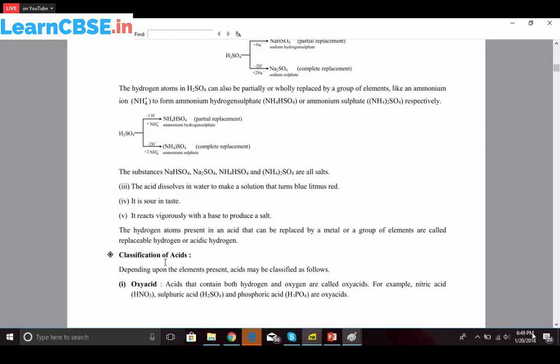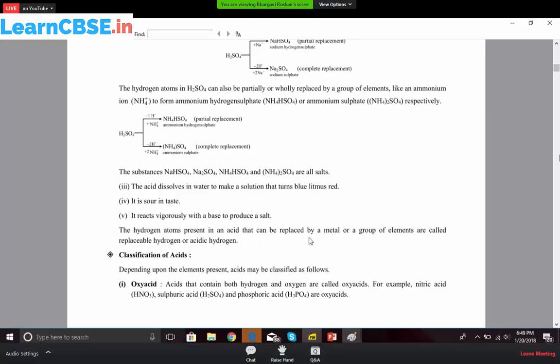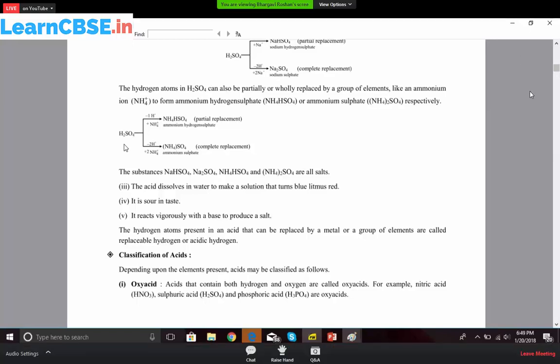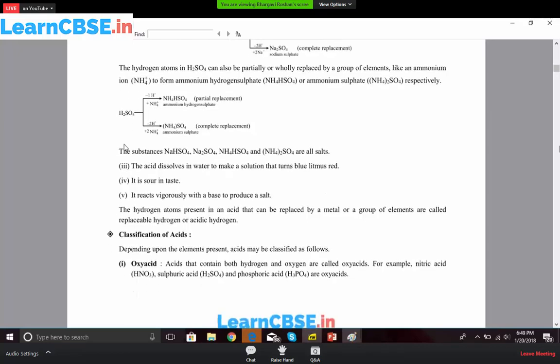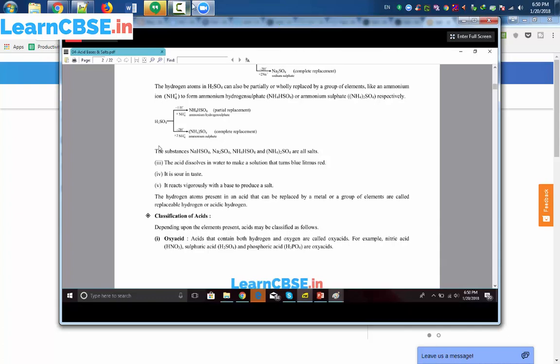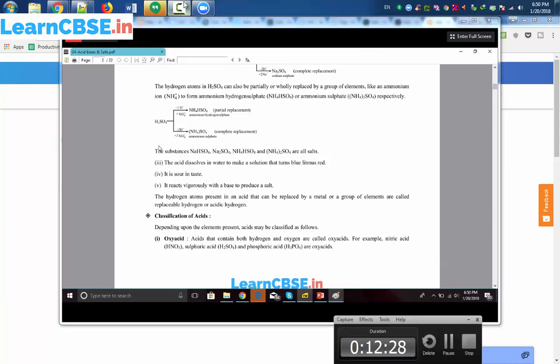The hydrogen atoms present in an acid that can be replaced by a metal or a group of elements are called replaceable hydrogen atoms. In H2SO4 we have two hydrogen atoms. At the same time, HCl contains only one hydrogen, so only one replaceable hydrogen atom is there. Phosphoric acid, H3PO4, has three replaceable hydrogen atoms.